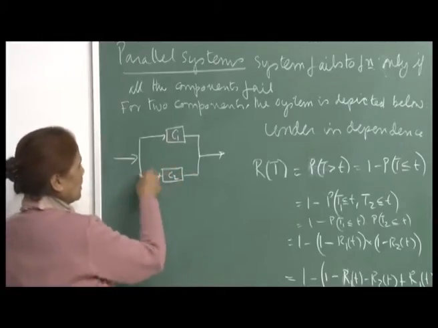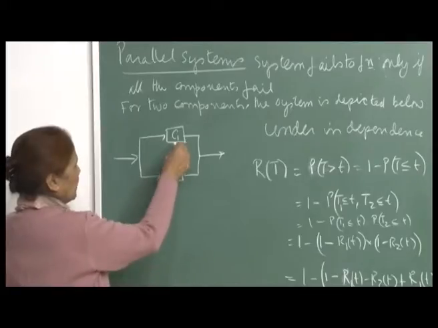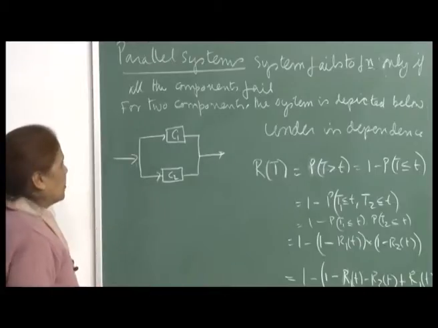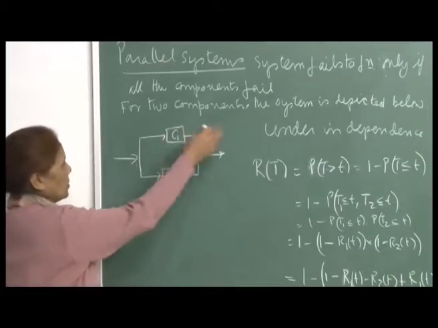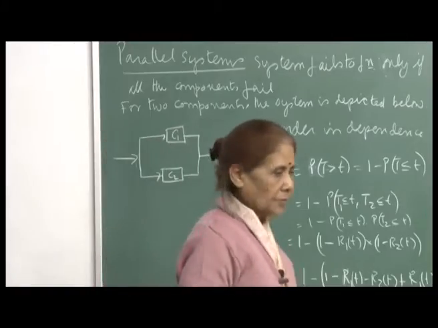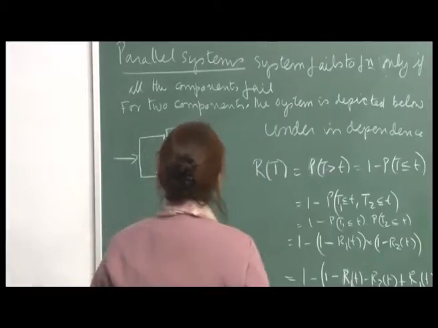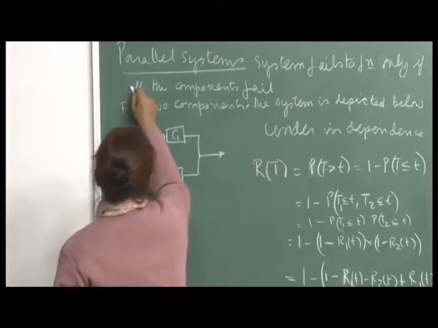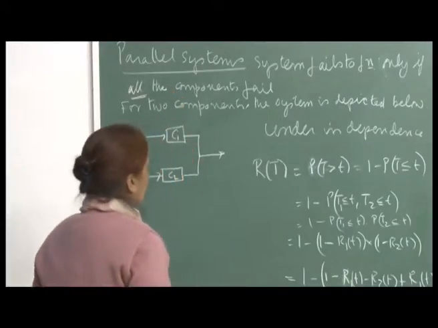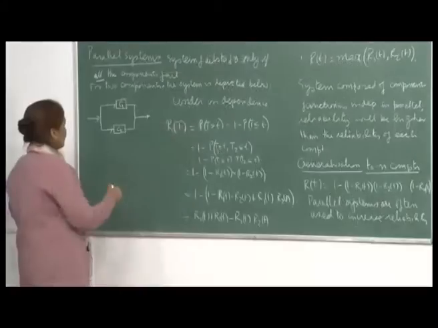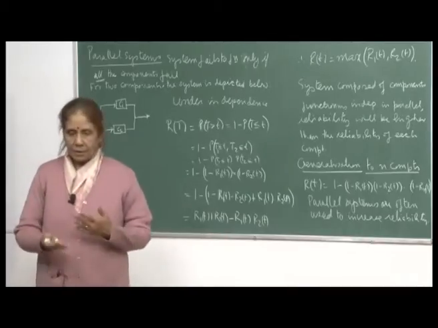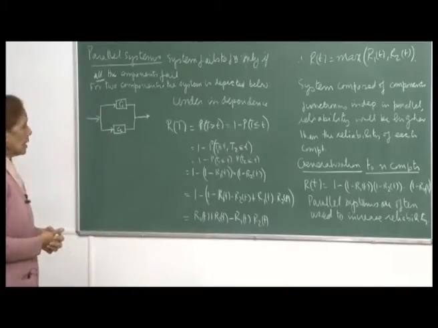Because as long as one of them is functioning, the input will go through it. If this fails then it will go this way and then go out this way, so the operation will still be performed. And if the other fails, it will go the other way, and the operation will still be performed. So, for the system to fail, both of them have to fail. That is what we mean when we say that all the components have to fail. Again, under independence, each component functions independently of the other in parallel.